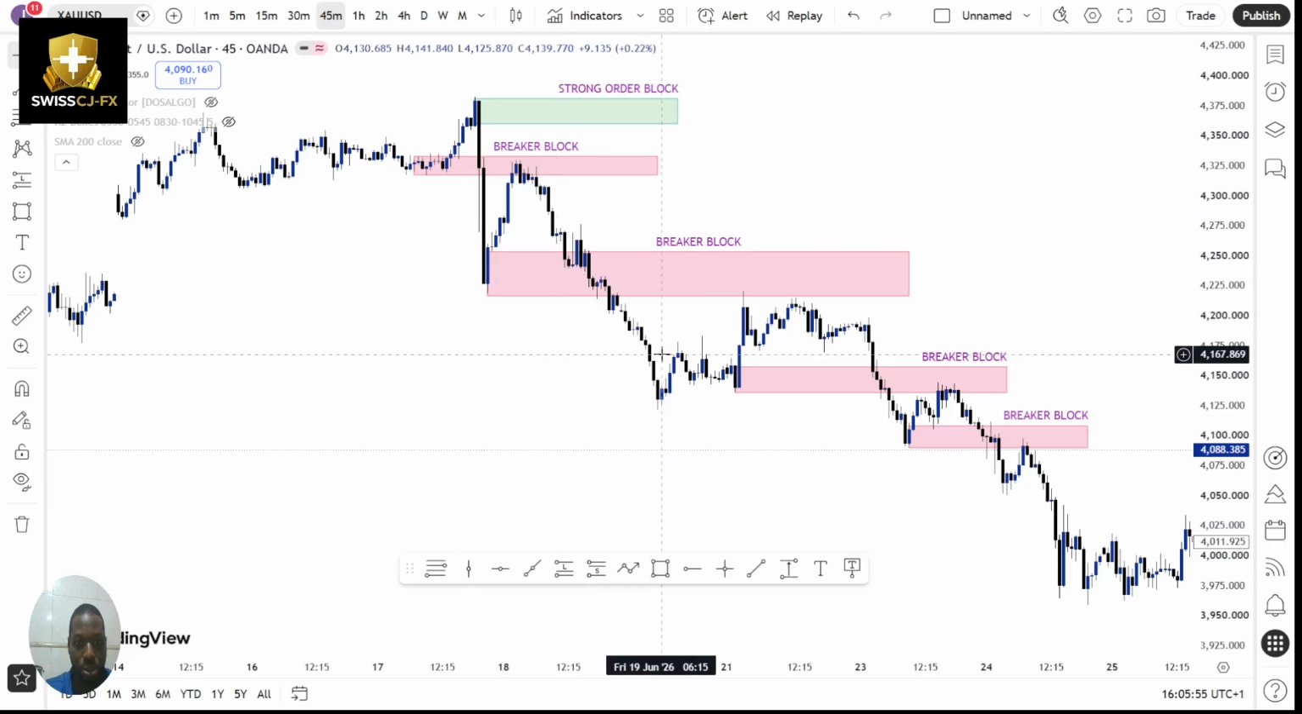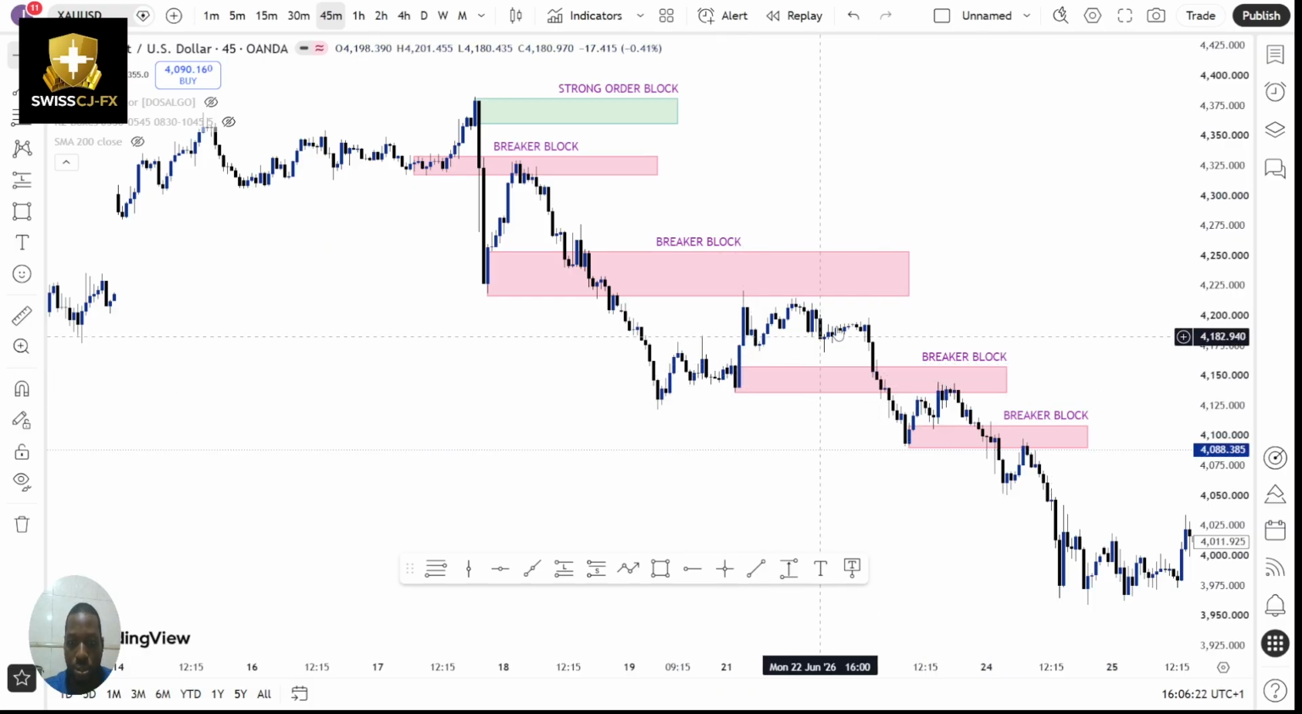So price actually broke out of this zone. So it returned back to this breaker block and it finally moved. Then this is the order block, right? So an order block is the last candlestick that is formed before an impulsive move in its direction. So as you can see, this is the last candlestick here.